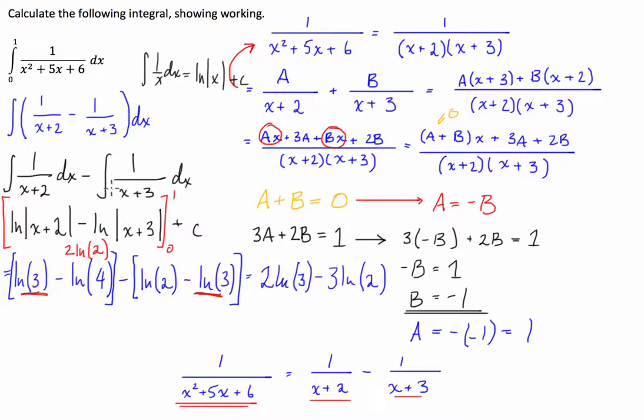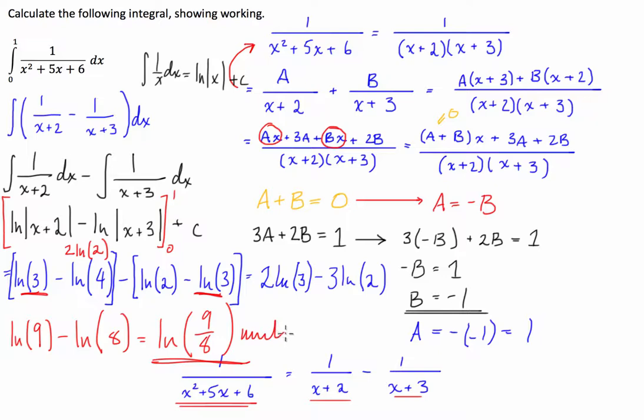Now from here, we're basically finished. What we can say is this is the same as saying ln of 3 squared, which is 9, subtract ln of 2 cubed, which is 8. Which, using one of our logarithmic laws, we can say is equal to the natural log of 9 divided by 8 units squared. Cool. So that's our answer right there. Let's just make it nice and easy to see.